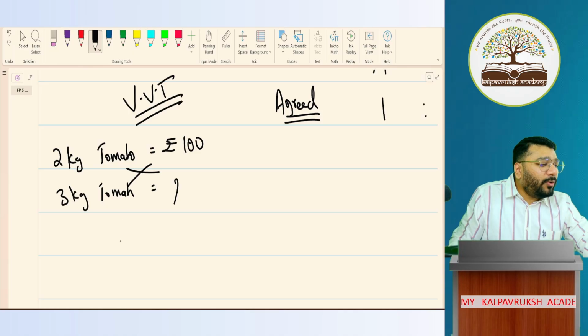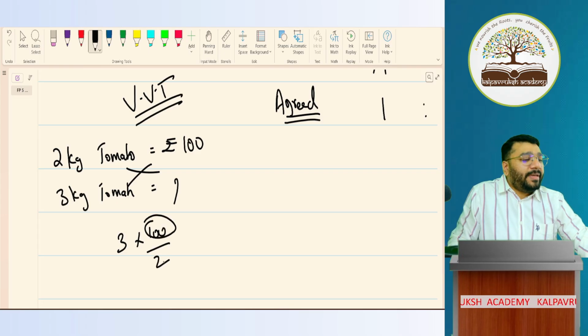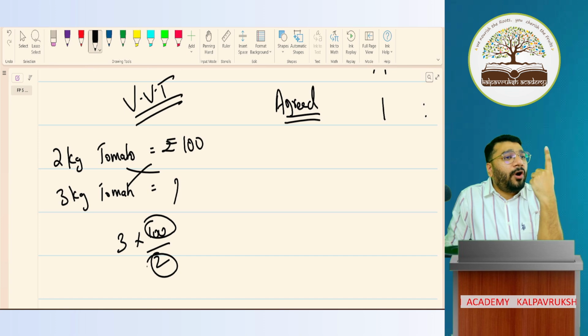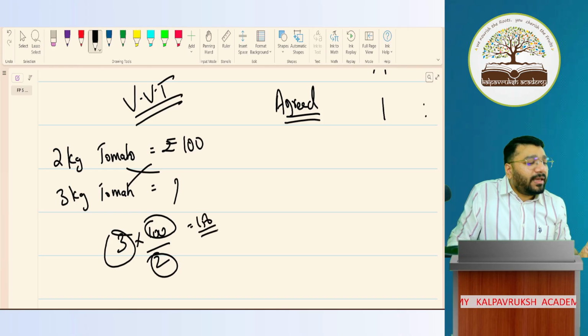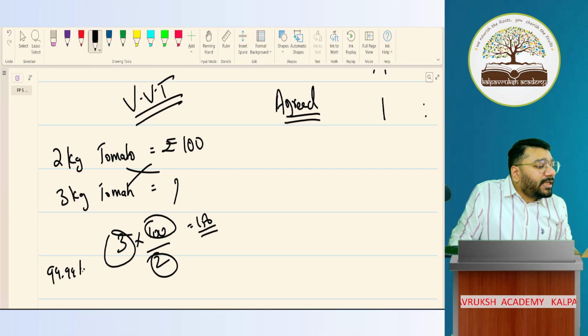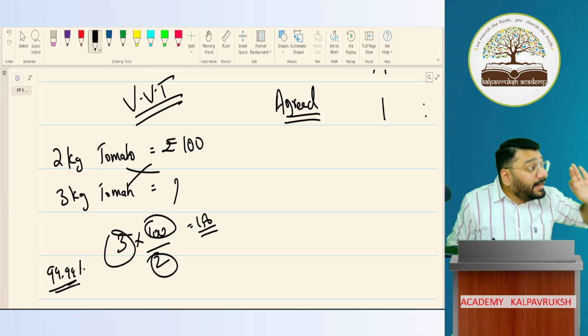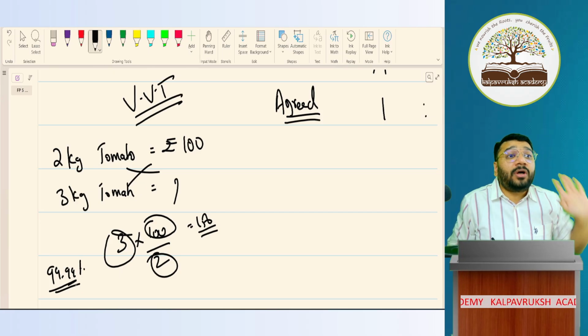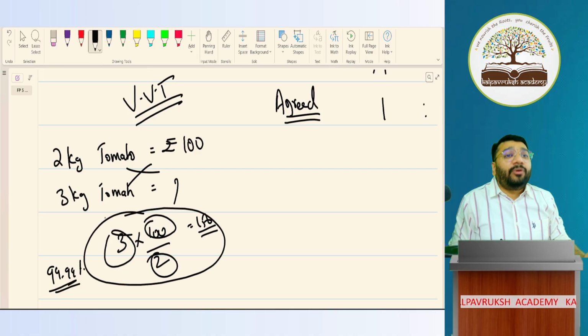Third, fourth, fifth, wherever you studied. So how does this work? 3 into 100 by 2. So if I divide 100 rupees by 2 kg, I'll get the cost for 1 kg. If I multiply with 3 kg, I'll get 150. Correct? No? I'm telling you, 99.99% of the formulas that you come across in the accountancy subject are created out of this technique only.